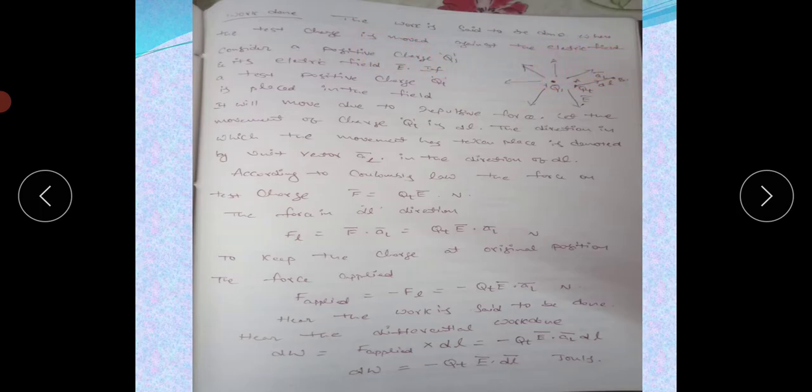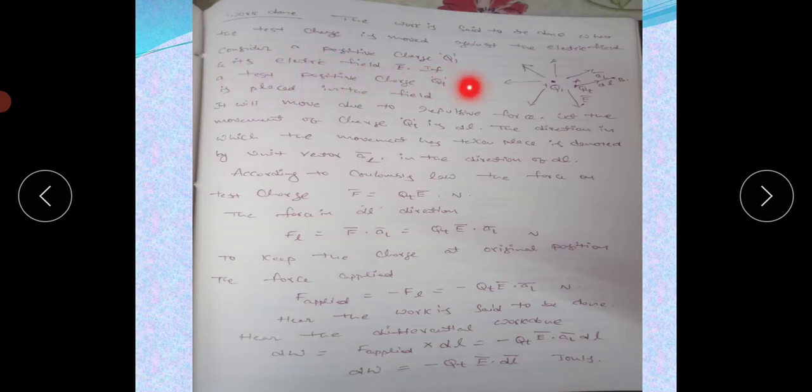Here Q1 is the main charge, which produces the electric field. These arrows indicate the electric field lines, and this electric field intensity equals E bar. And here Q suffix T, at point A, one charge is there. This is called the test charge. So consider a positive test charge Qt and its electric field E bar.